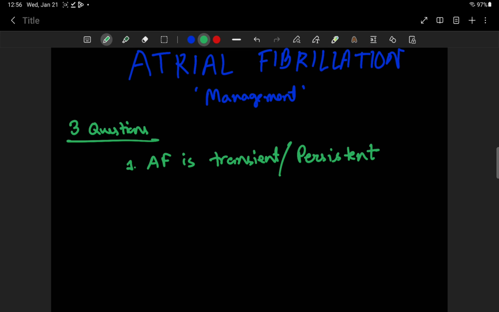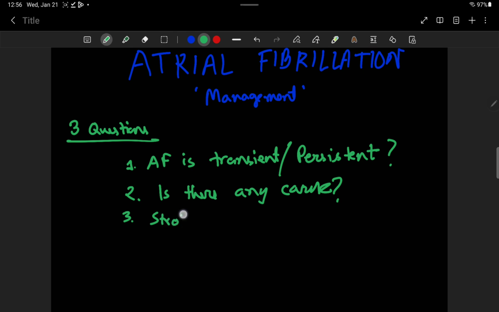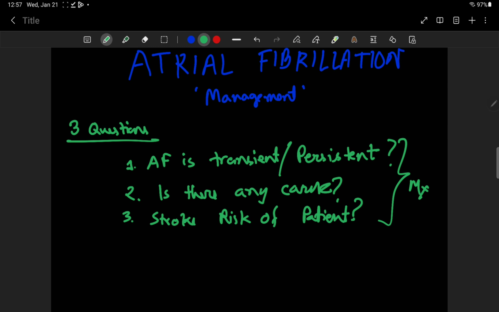The second is to find the cause. Is there any cause or precipitating factor? And the third is the stroke risk. You have to identify the stroke risk of the patient. So these three are the main questions that we will keep in mind for our management purposes. Now let's focus on how we will go through.